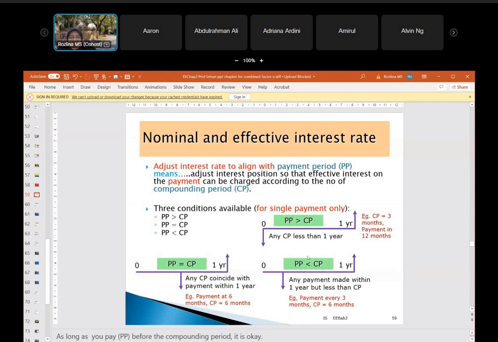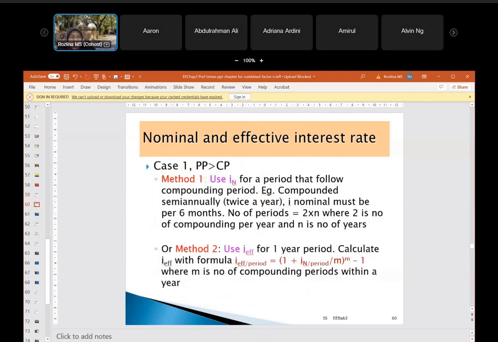Okay, we look at one by one. Let's say this is the first case. If the payment period is more than compounding period, that means let's say compounding period is 3 months. Compounding period means every 3 months you will be charged interest. So 3 months and then you pay in 12 months. See? PP is more than CP. And then the second case is this one and the third case is this one.